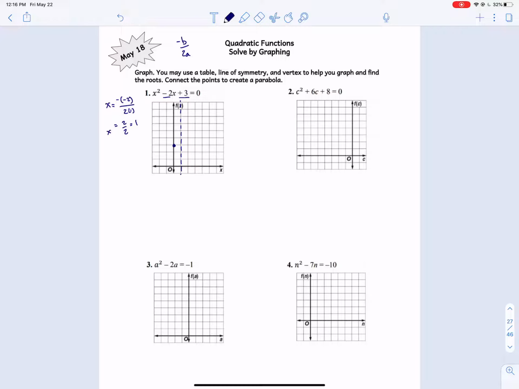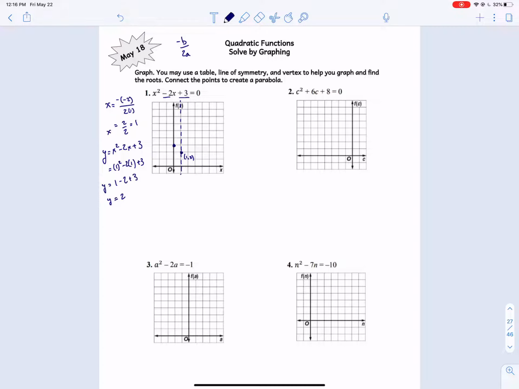So what we're going to do is substitute that x equals 1 into the original equation and then solve it for y. So y equals x squared minus 2x plus 3. So substituting the 1 in, we have 1 squared minus 2 times 1 plus 3. So y equals 1 minus 2 plus 3. y equals 2. So 1 comma 2. So that's our vertex, 1 comma 2.